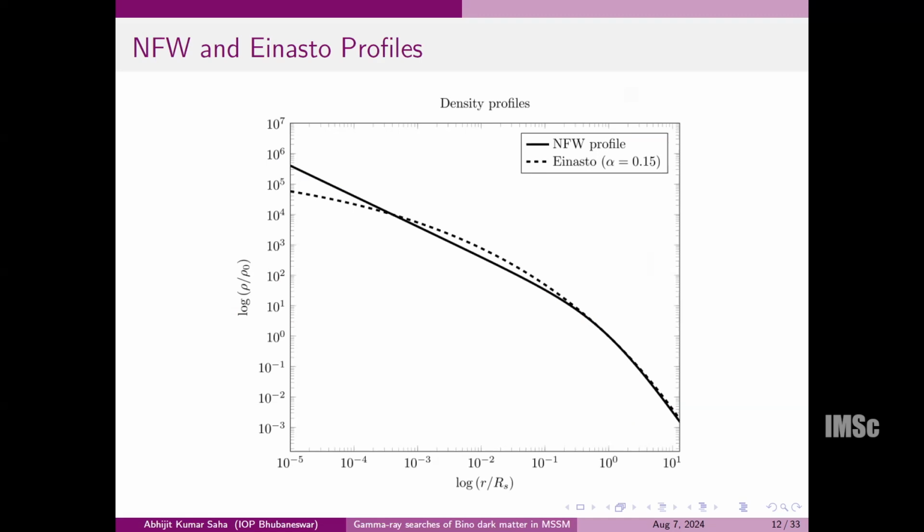So here I have plotted the density of the dark matter as a function of R. You see, at R less than 10 to the power minus 3, there is a significant deviation in the density. So this tells you that if you calculate the gamma ray flux, considering either NFW or Einasto, you will end up with a different amount of gamma rays. Since there is a square dependence, you can get a factor of 100 difference.